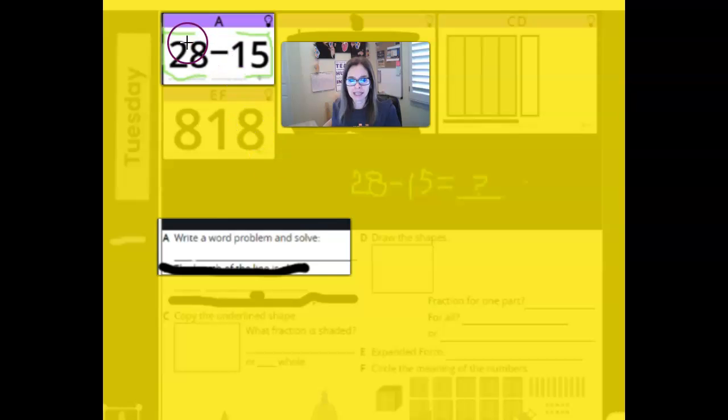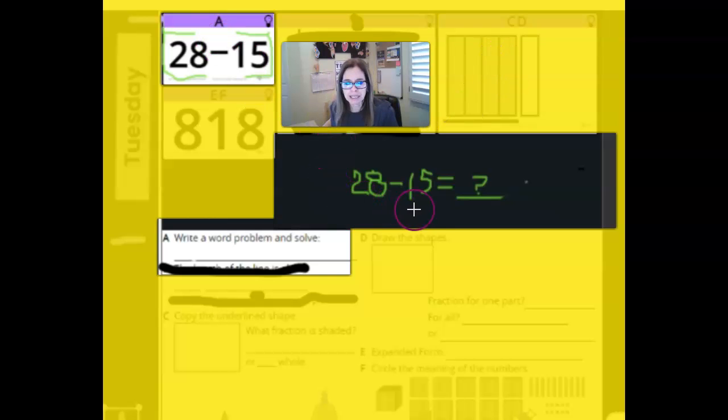Then I look at the A card. This is the A card. I see 28 minus 15. That's what I need to write a word problem for before I solve it. All right, so right now, this is what we have. 28 minus 15 equals something. We know that because that's what they told us. I need to write a story for that. In a story, something happens.